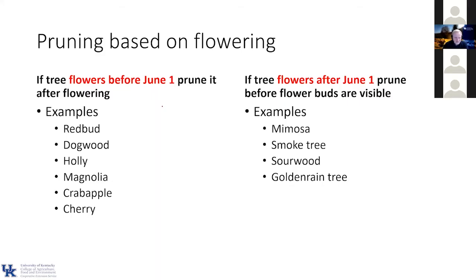Now, if you have trees such as dogwoods, redbuds, smoke trees, and sourwoods, trees that you value for their flowering, adhere to these rules of thumb on this page. Everything's based on an average date of June the 1st in Kentucky. If trees flower before June 1, prune after flowering. And if a tree flowers after June 1, you can prune that early in the spring before the flower buds are visible. That's the rule of thumb for pruning trees that you prize for their blooms. And for the most part, it works pretty well.